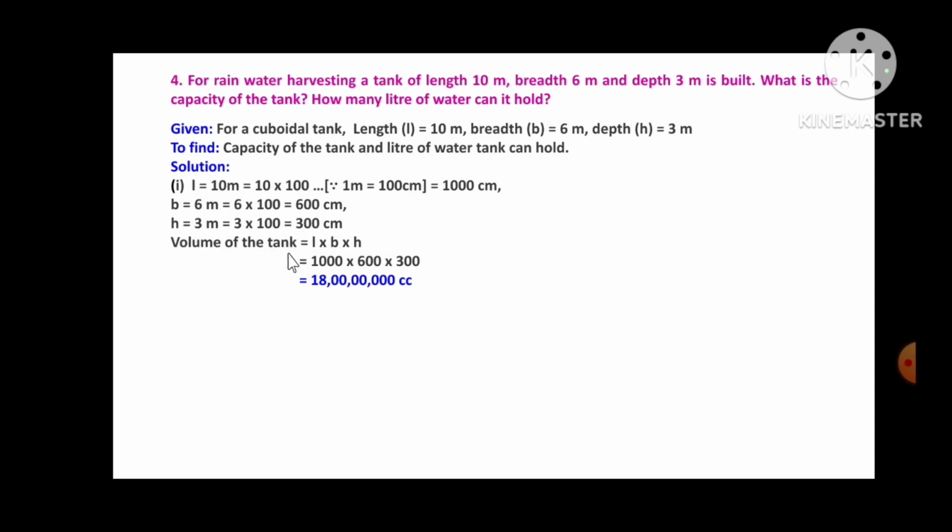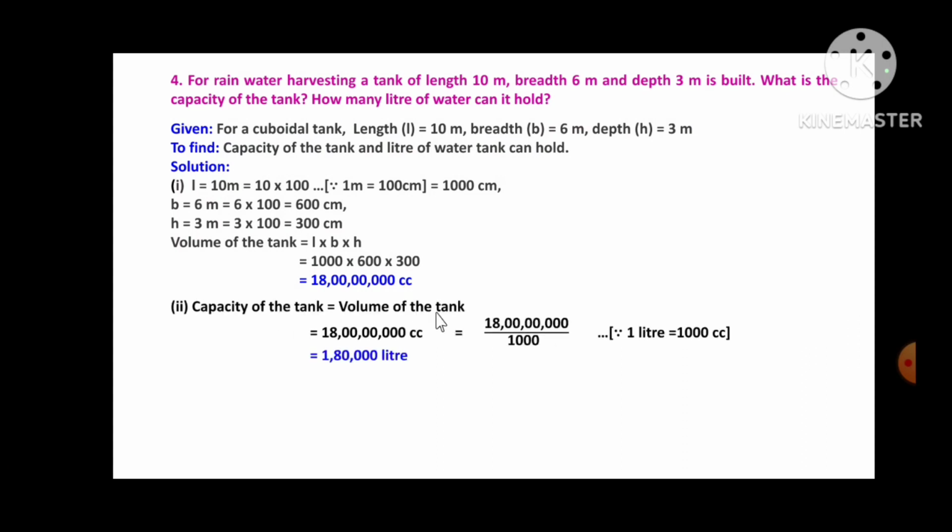Now we will calculate the volume of the tank, L into B into H. So 1000 into 600 into 300 leads to 18000000 cc. Now the capacity of the tank is nothing but the volume of the tank, which is 18000000 cc. We have to convert it into liters. So we know that 1 liter is 1000 cc. Divide this value by 1000.